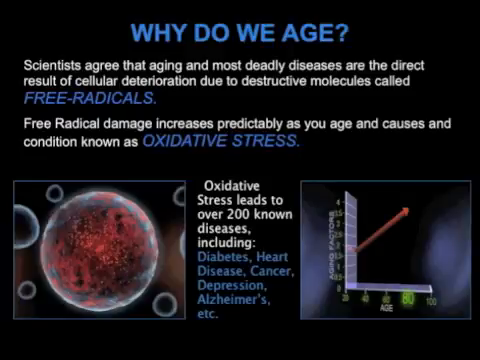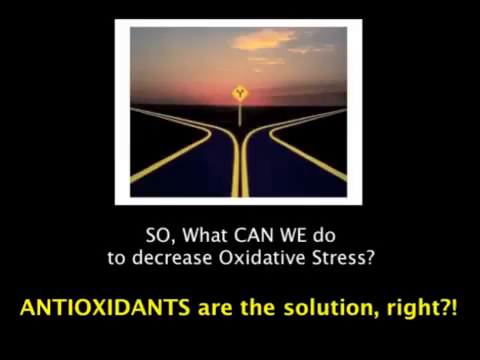So why do we age? The prevailing theory now on the aging process is this free radical equation. Scientists agree that aging and most deadly diseases are the direct result of cellular deterioration due to destructive molecules called free radicals. Free radical damage increases predictably as you age, and it causes a condition known as oxidative stress. Advanced free radical damage is termed oxidative stress, and it leads directly to over 200 diseases, including diabetes, heart disease, cancer, depression, Alzheimer's, etc. That's a very small list. This is a very large issue.